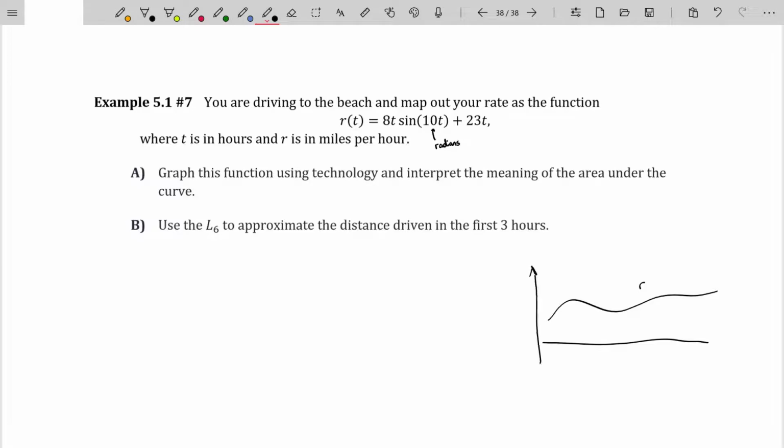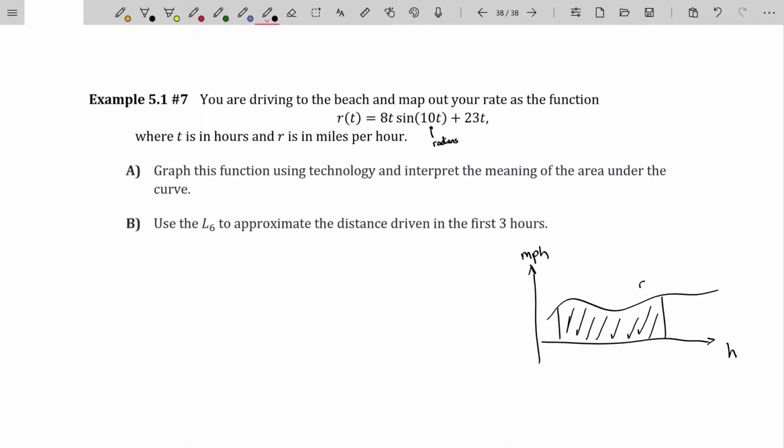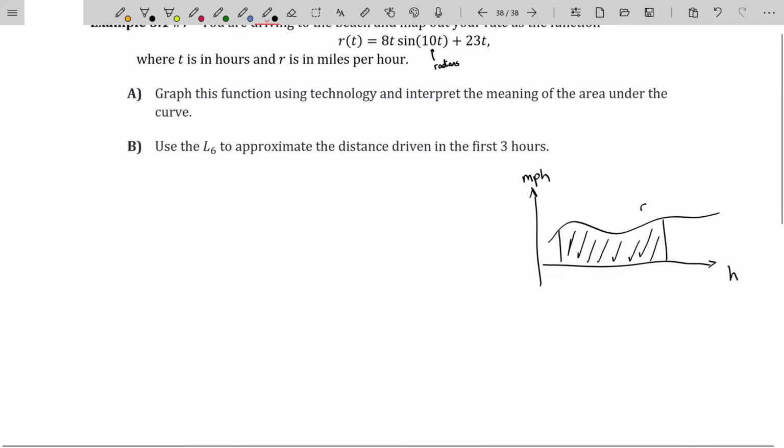Remember, the rate units are in miles per hour, and the horizontal units are in hours. Multiply miles per hour times hours, and you'll get miles driven. That's this piece right here, the shaded area. So let's graph this function using technology. We already know the meaning of the area underneath the curve, and then use L sub 6 to approximate the distance traveled in the first 3 hours.